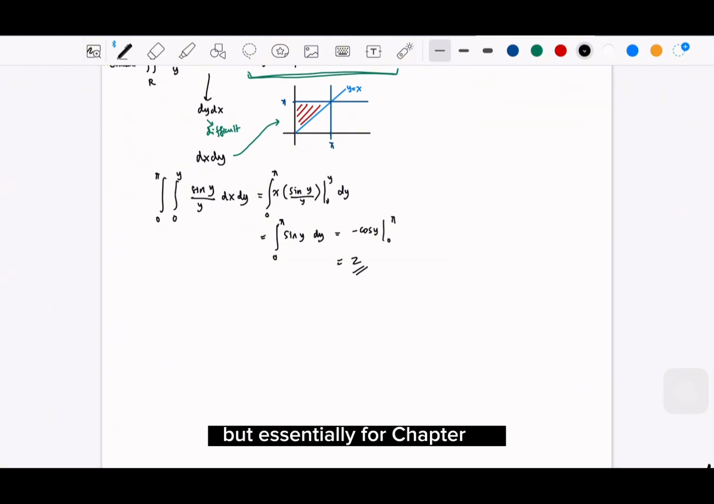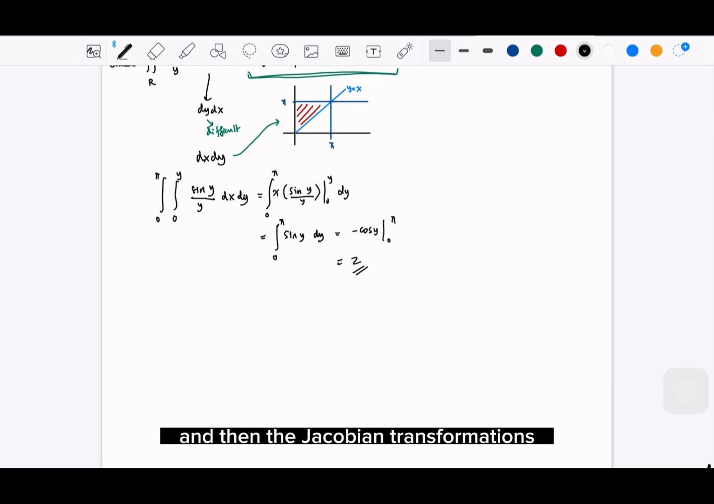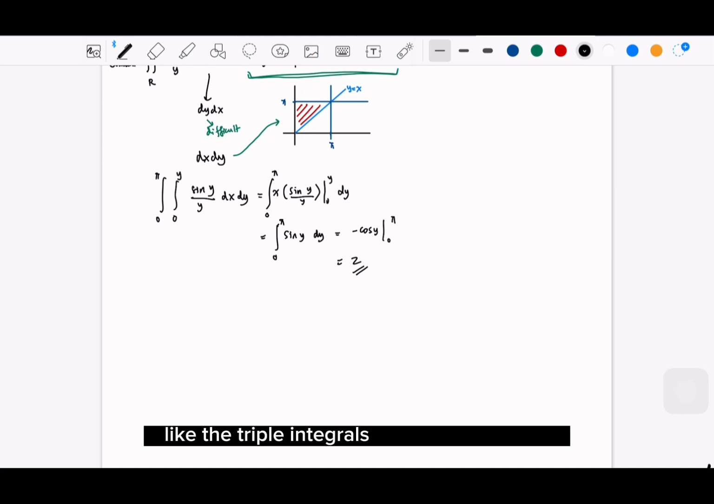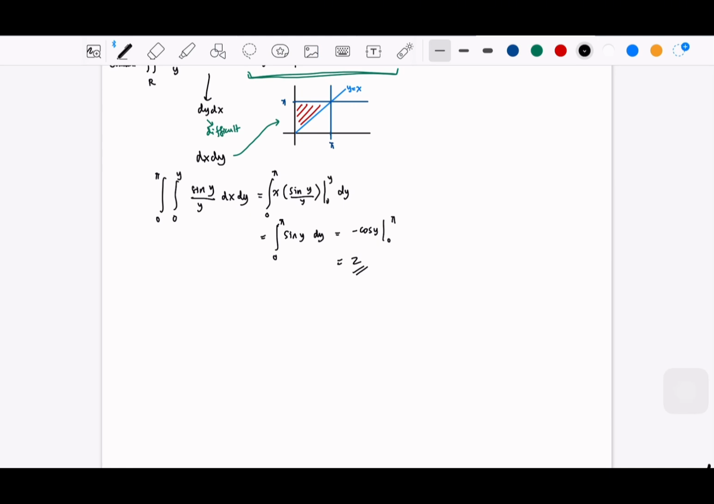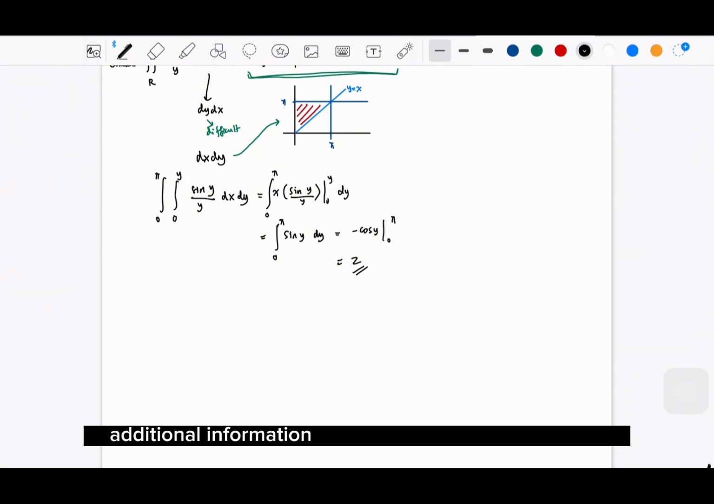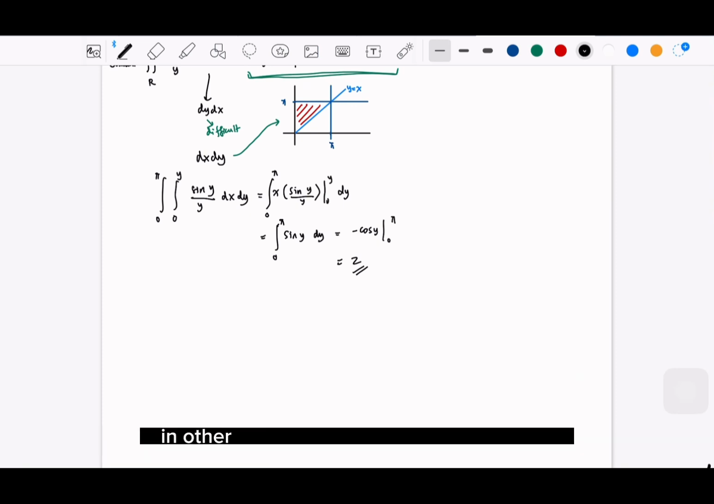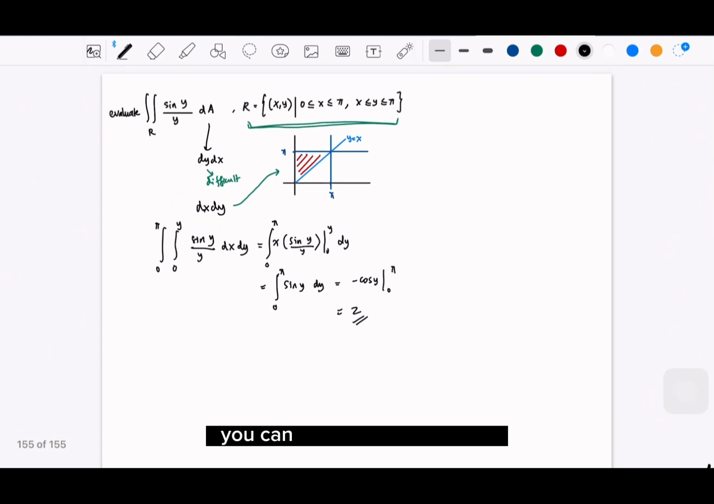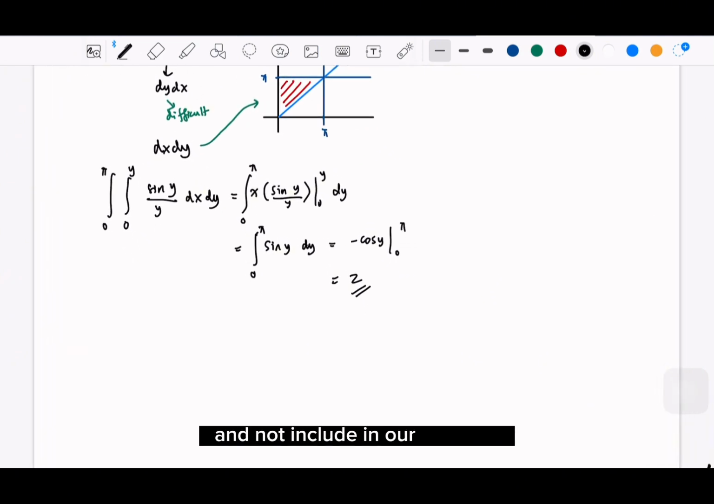But essentially for chapter 15, what we have done in class is basically the fundamental parts. The double integral over general regions, the polar coordinates conversion, and then the Jacobian transformations are the necessary ones that we need. The rest, like the triple integrals and conversions to cylindrical and spherical coordinates, is additional information that you may need in another course related to calculus or advanced mathematics in general. You can just watch the videos, and it is not included in our exam.